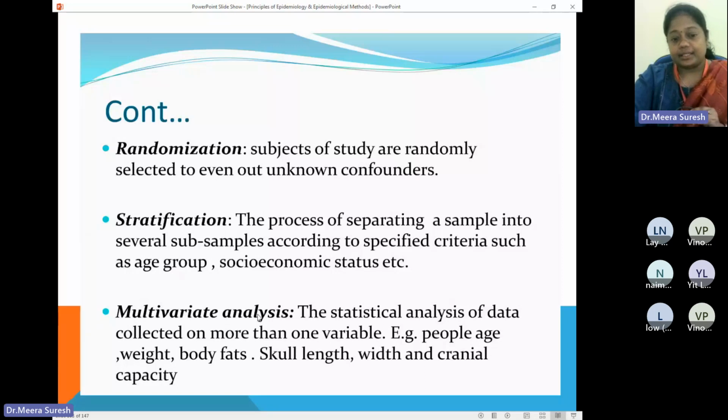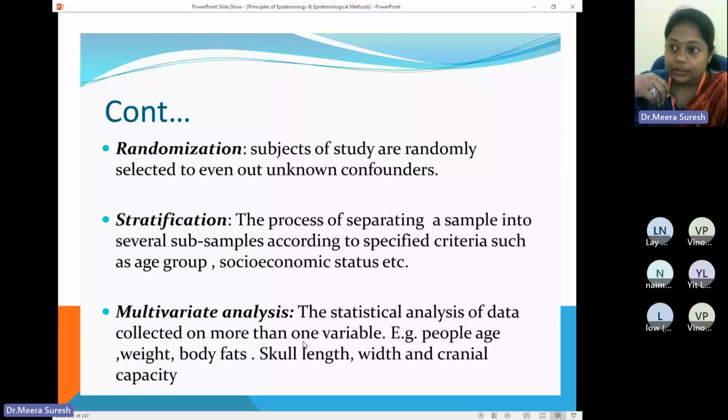And then multivariate analysis, where the data is collected on more than one variable. I'm not sure much about this multivariate analysis. I only know one method, that is ANOVA. But what is the exact relevance of multivariate analysis, I don't know. Probably someone who's taking biostatistics can explain this to you very well. So anyway, these two methods, stratification and multivariate analysis, come under the analytical part. That is when you do the statistical part.